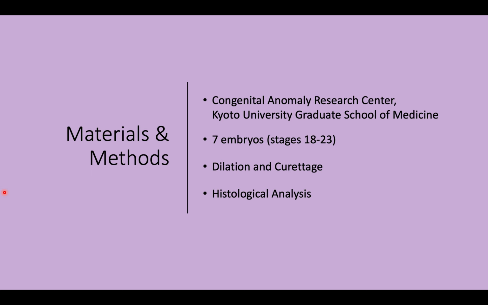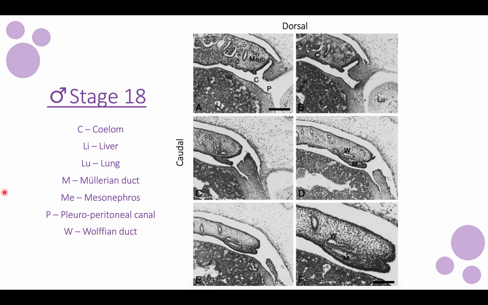This is a sagittal section of a stage 18 male embryo showing the cephalic end of the mesonephros at 5 levels, A through E, and the scale bar here represents 200 microns, and F is just a more magnified version of E, where the scale bar represents 100 microns. I've also included a list of abbreviations to the left and the directional terms dorsal and caudal for some directions.